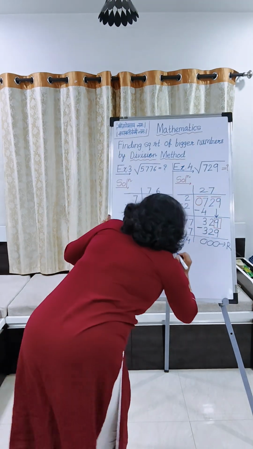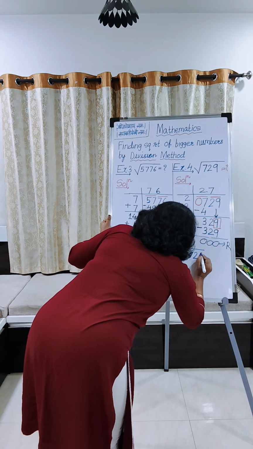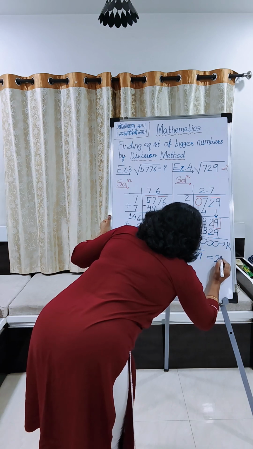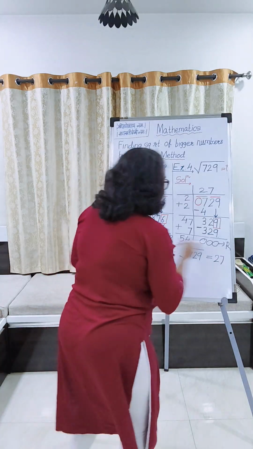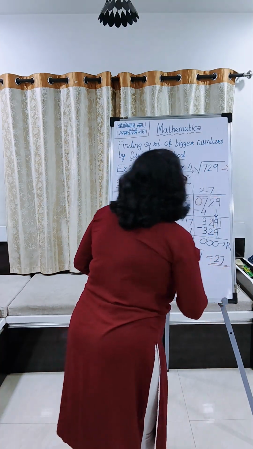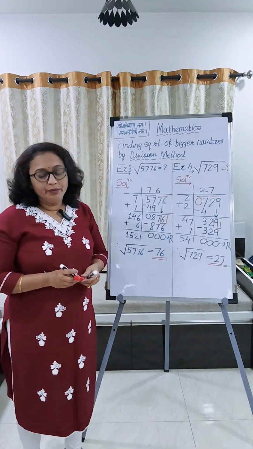So we will write square root of 729 is equal to 27. So this is how we have to follow this division method for finding the square root of bigger numbers.